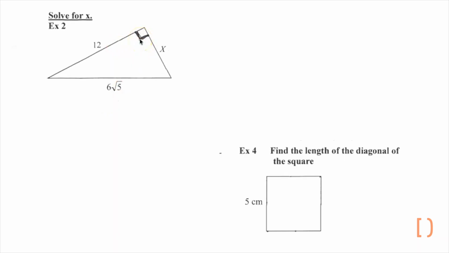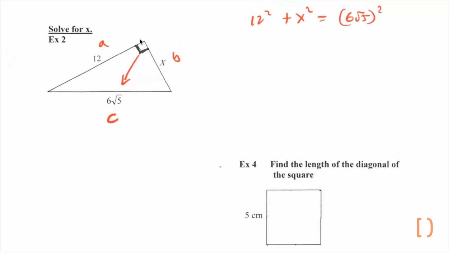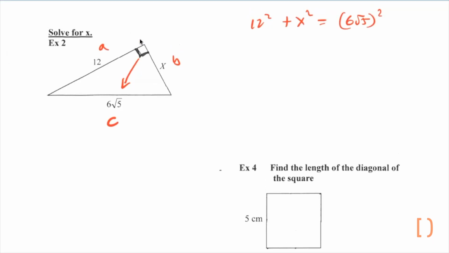How does this work? Same idea. First, find your C, and then these are A and B, right? So we're going to use the formula A squared plus B squared equals 6 rad 5 squared. This is why I want to show you this one, because 6 rad 5 is kind of unusual, right? So let's square this. That's 144 x squared.